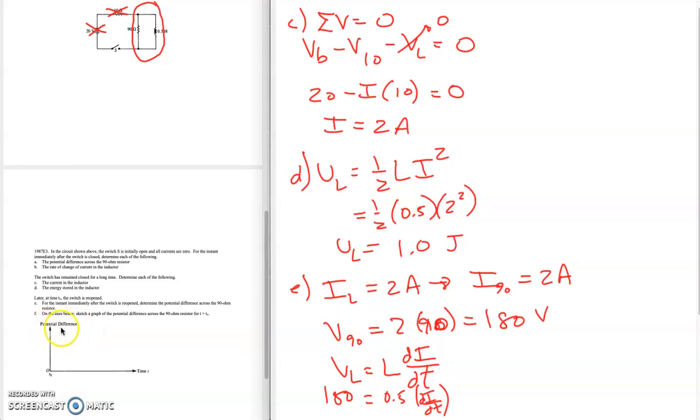They didn't ask us about the current, they asked us about the potential difference, but they're going to follow a similar curve. It's going to be an exponential decay. So in the axis below, sketch the potential difference for that. So it's going to start out at 180 volts, and then it's going to die out with an exponential decay.